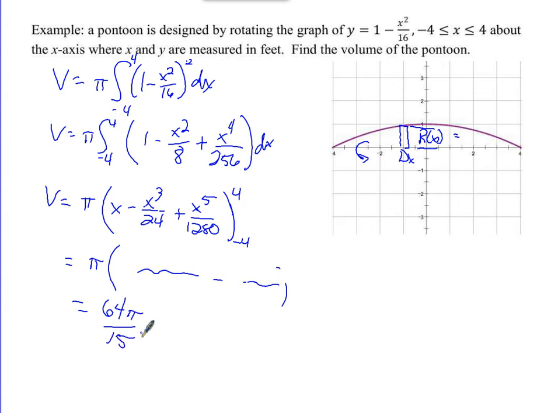So there's your exact answer, 64 pi over 15, but we are given feet, so this is feet cubed as our answer. That's the exact answer, and the decimal approximation of that would be like 13.4 or something feet to the third.